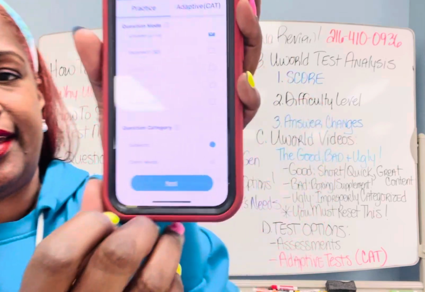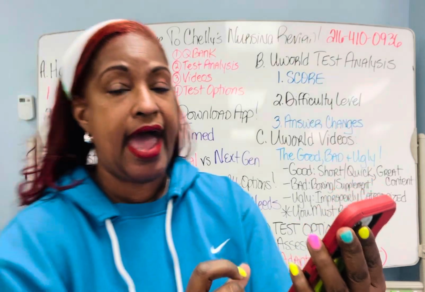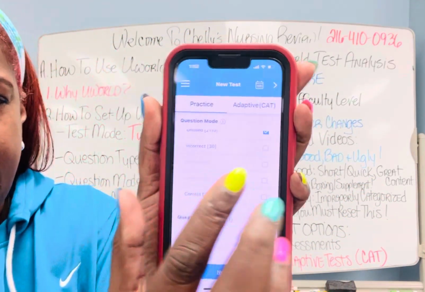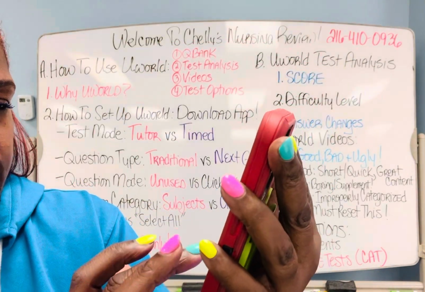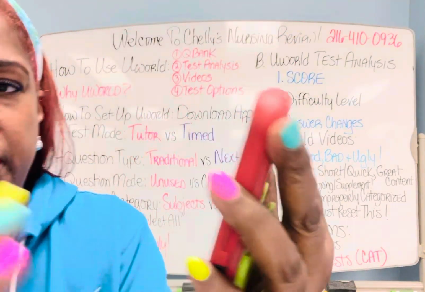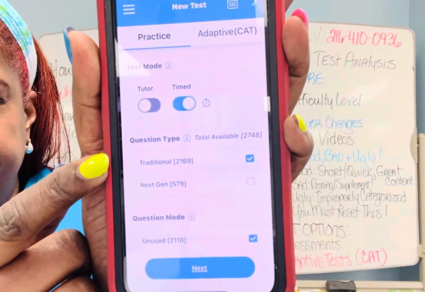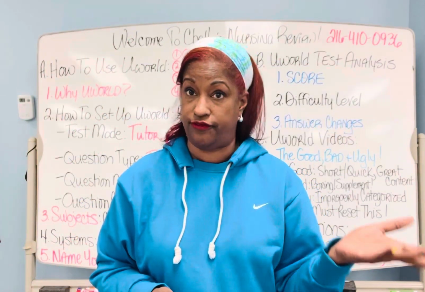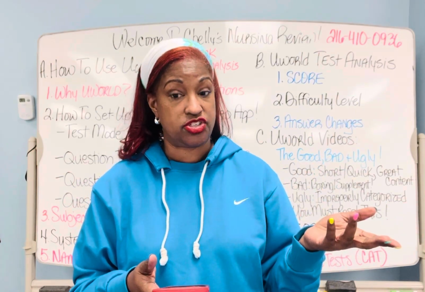Let me explain. So you go here and let's have fun. Let's choose that category of clients' needs. Let's take every single one of these and click whatever we can. For the sake of teaching, let's go ahead, make sure it's timed, because timed is like, let's get this done. And then traditional, because this will take too long. But if you're studying and you have the time, well, then of course, tutor, because that's going to give you the answers right away, and hit both next gen and traditional.